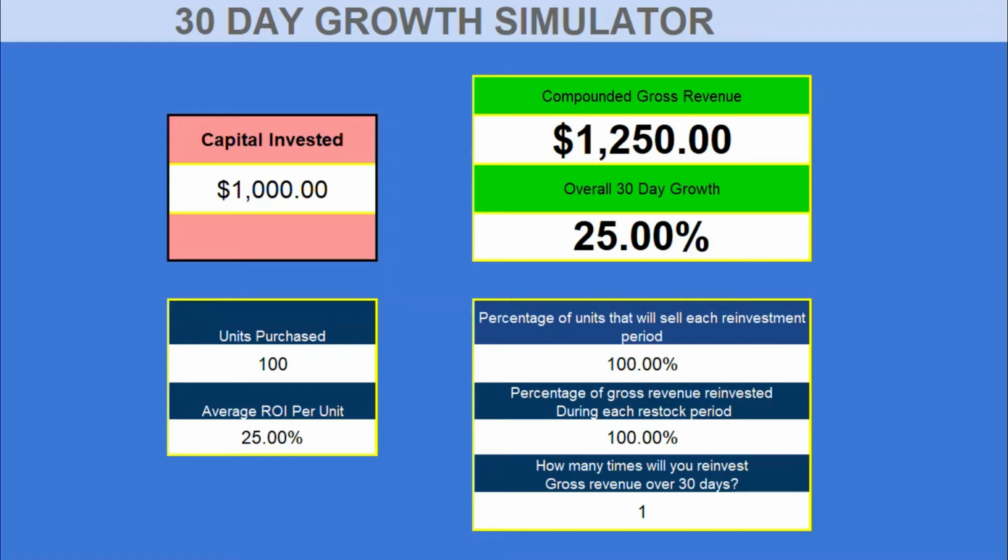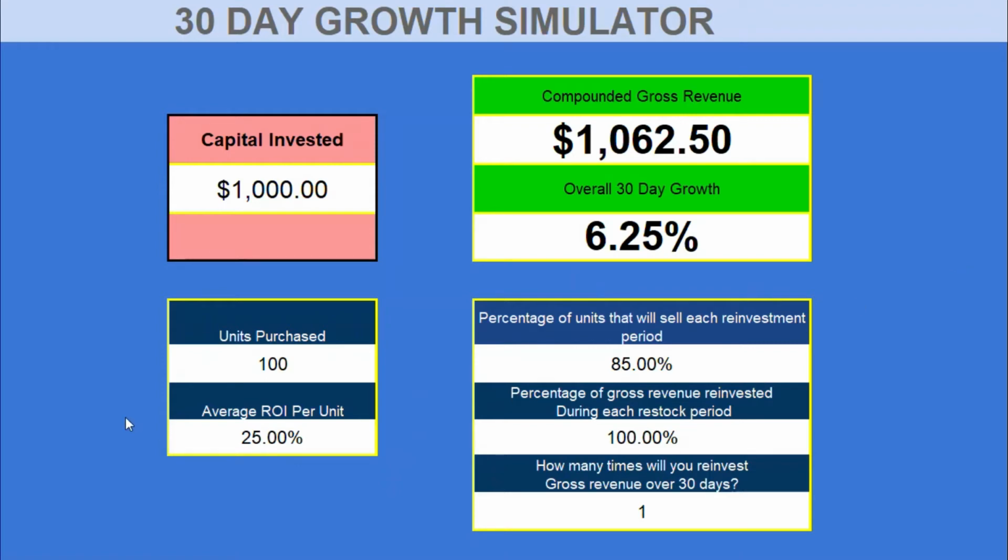And I haven't really been able to find a calculator out there that does this. So basically what was happening is I was selling through maybe 85% of my merchandise. So I'll plug in 85% here so you can see that now my overall 30-day growth has dropped down to 6.25%, which is a far cry from the 25% average ROIs that I've been sourcing at. So I was continuing to do this month after month and wondering where all the money was going.